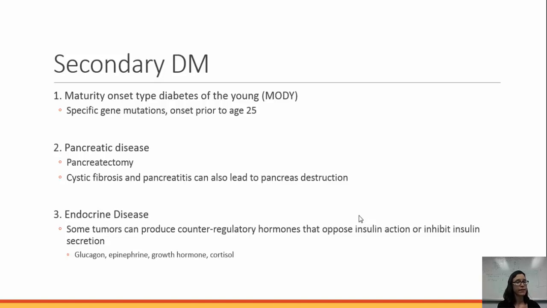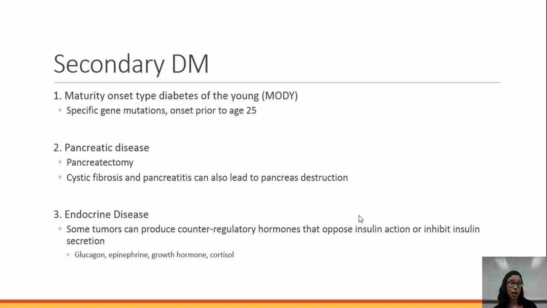We also have secondary diabetes mellitus. One of them is the maturity onset type diabetes of the young, which is a very specific gene mutation that causes all of the effects of diabetes that we've talked about. We have pancreatic disease, which is the most clear example of secondary diabetes. If part of the pancreas was taken out or damaged by cystic fibrosis and pancreatitis, it could lead to the destruction of the pancreas, and therefore the pancreas can't do its job in regulating blood glucose levels.